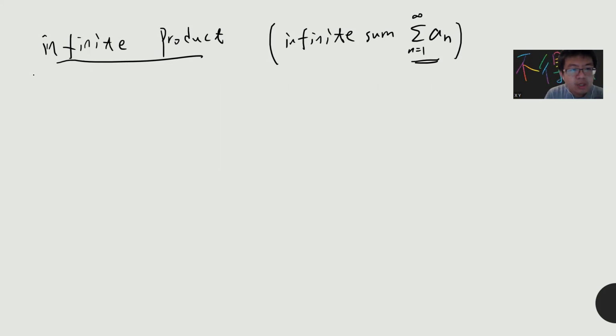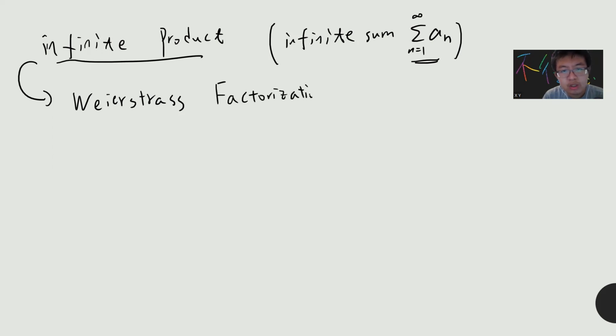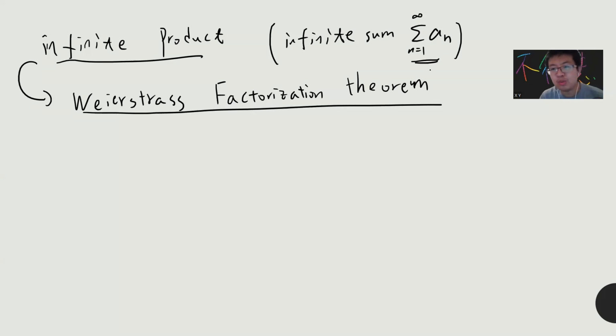And I think infinite products are much more important in complex analysis. If you know this, you can use infinite products to prove the so-called Weierstrass factorization theorem. I would say this is a more advanced theorem in complex analysis. It's not a simple one that you need to learn if you are not a math major.